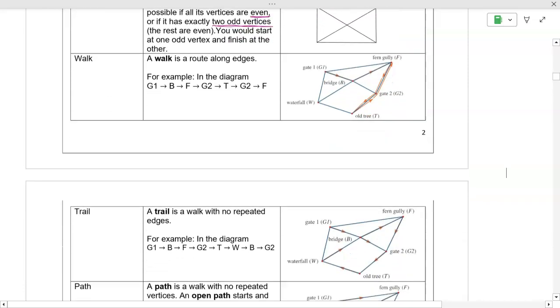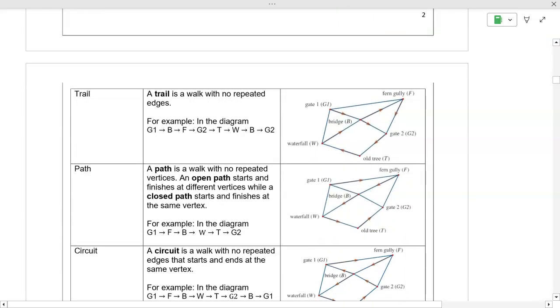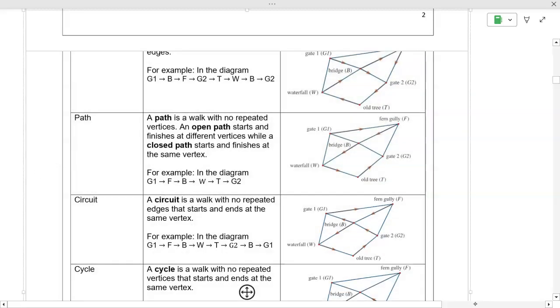A walk is a route along the edges, so going from one point, walking around, whatever it might be. We have a trail. So a trail is a walk with no repeated edges, so it means you can't cross over the same edge more than once. So looking here, you can see that direction you're going through, but nothing is crossed over twice. We then have a path. So a path is a walk with no repeated vertices, and an open path starts and finishes at different vertices while a closed path finishes at the same vertex that it started at.